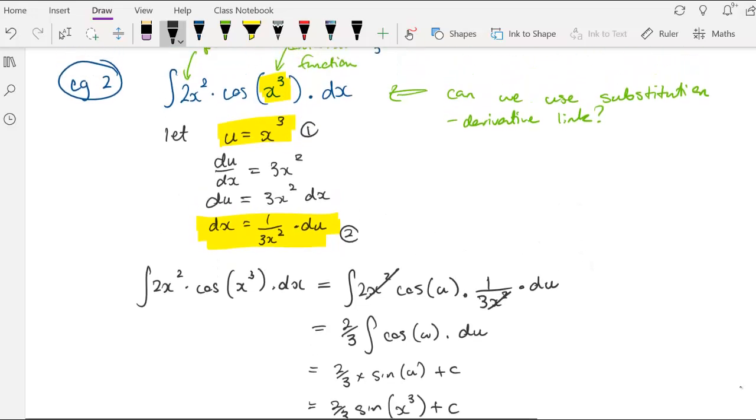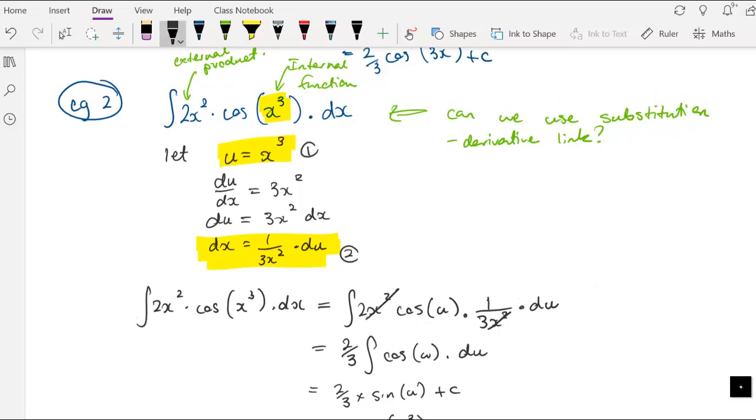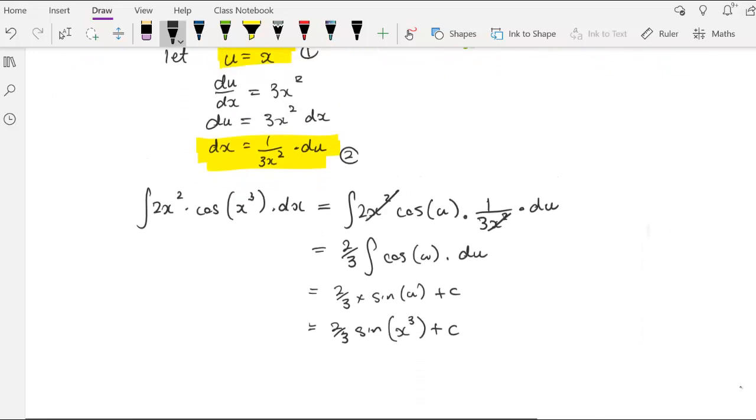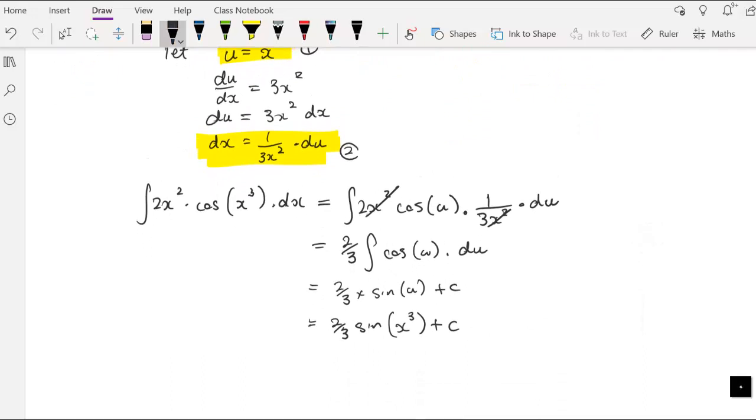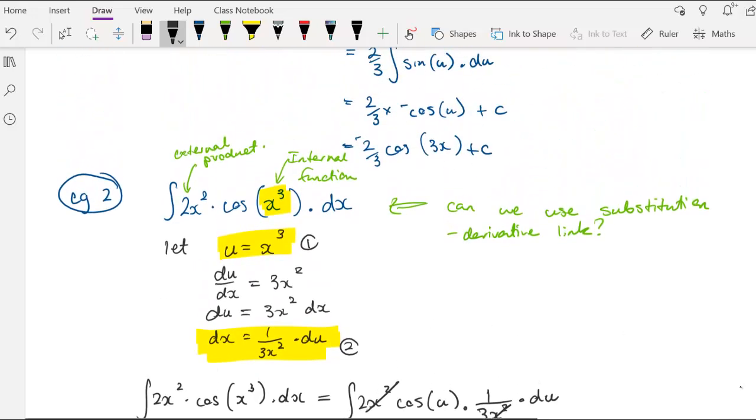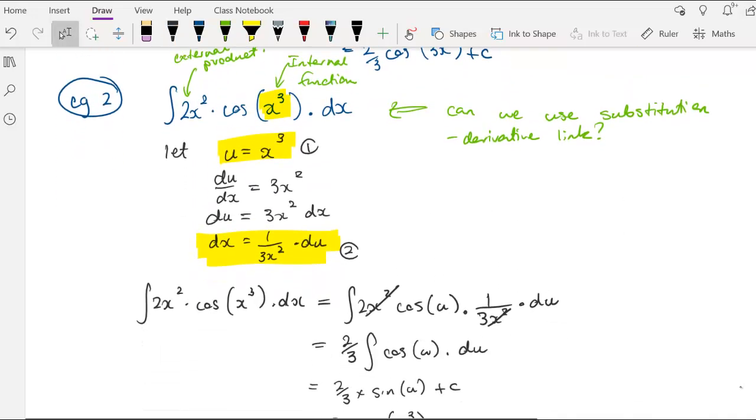Whatever the internal function is, it must relate to the external product. So you will have to make choices when you get to the more complex problems. Whatever you let u be, there must be a derivative link that will allow you to perform the integration, with the process being trying to eliminate all the complexity and perform a very simple integral at the end before subbing back in. And that's it. That's our process of integration by substitution.